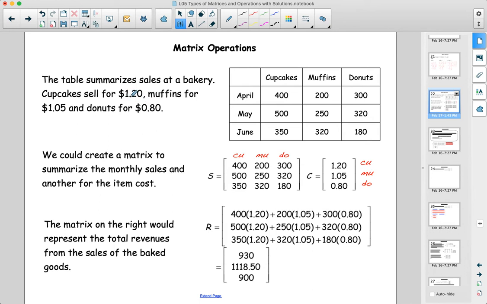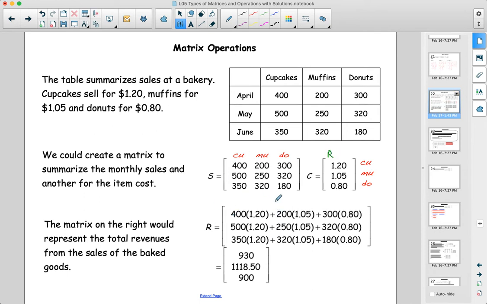And we also know the cost of the muffins and donuts and cupcakes. So cupcakes sell for $1.20, muffins for $1.05, and donuts for 80 cents. So I've set up a column matrix, which so happens to be the cost. So cupcakes followed by muffins followed by donuts. And now, when I say cost, a better name would actually be revenue, right? Because that's what I'm selling them for. So next to cost, I'll call it revenue. So I'm going to put R there for revenue.